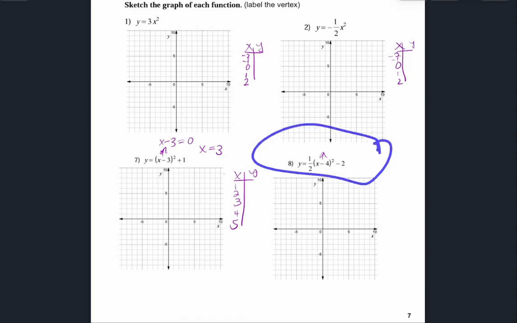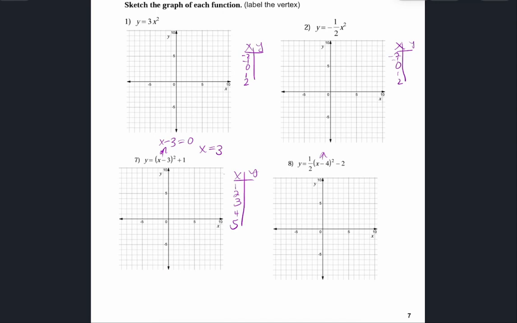Now here, if we set x minus 4 equal to 0, you're going to get a value for the vertex at 4. So again, always, if you know the vertex, plug that in, plug in 2 points below it, 2 points above it, you got it. So those are some quadratics.